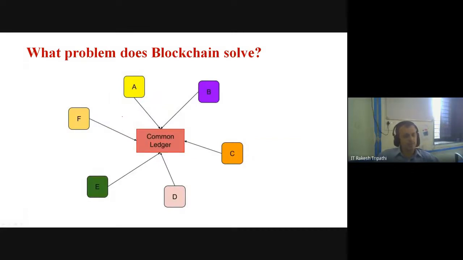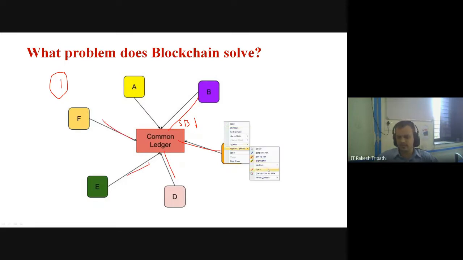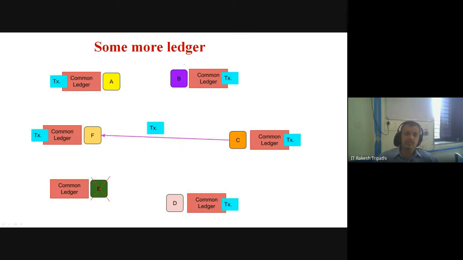So the first thing that blockchain does, okay, simplest is, earlier we had a common ledger, SBI. Everybody was talking to SBI. The ledger was in the hand of SBI. He is the one who is managing everything. With blockchain, what happened? This ledger has shifted, and everybody is having a copy of it, okay.